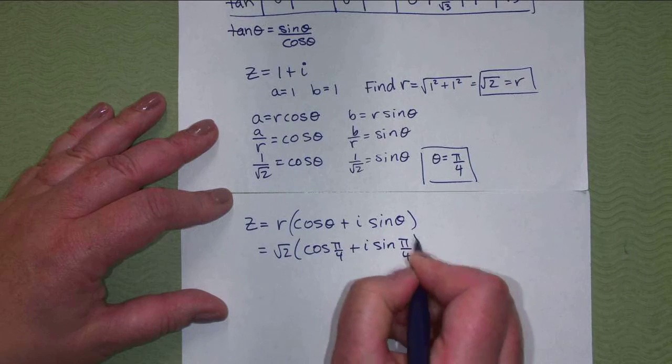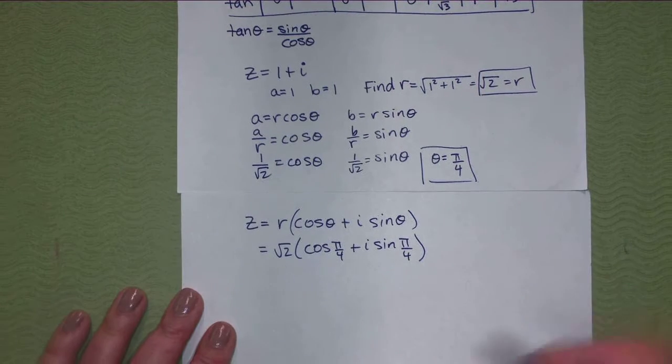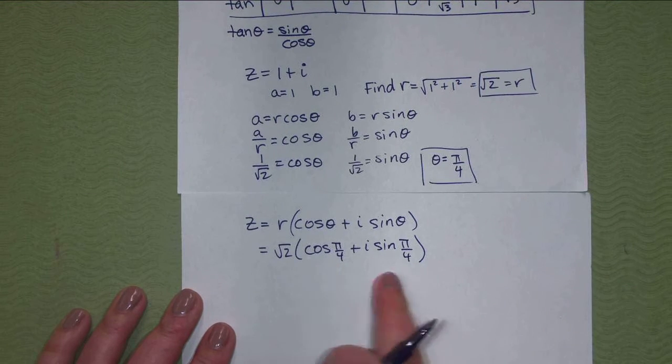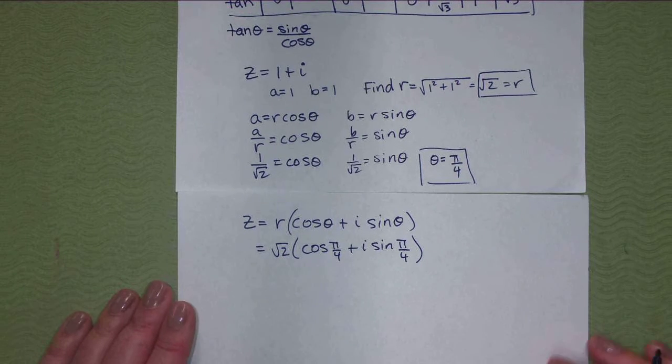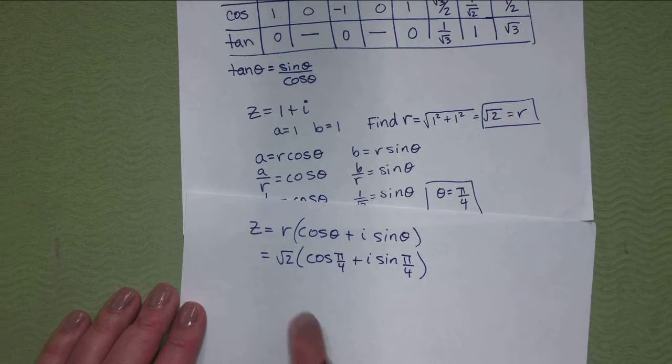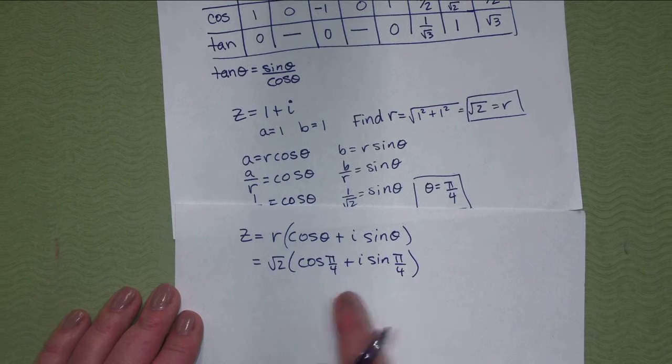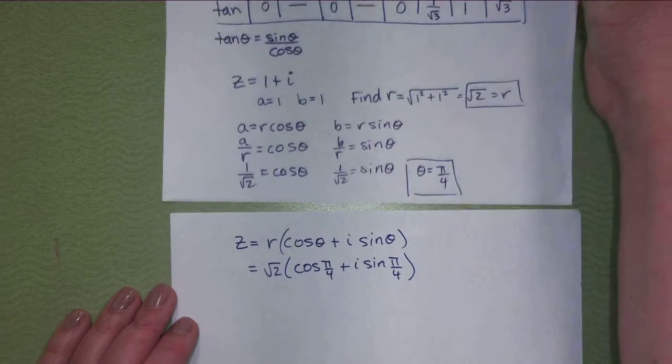You don't work these out, or you'd go back to 1 plus 1I. That would be a check if you actually worked them out. You could put them in your calculator and see if you get 1 plus 1I. But the polar form is actually leaving it with the cos and sines like that.